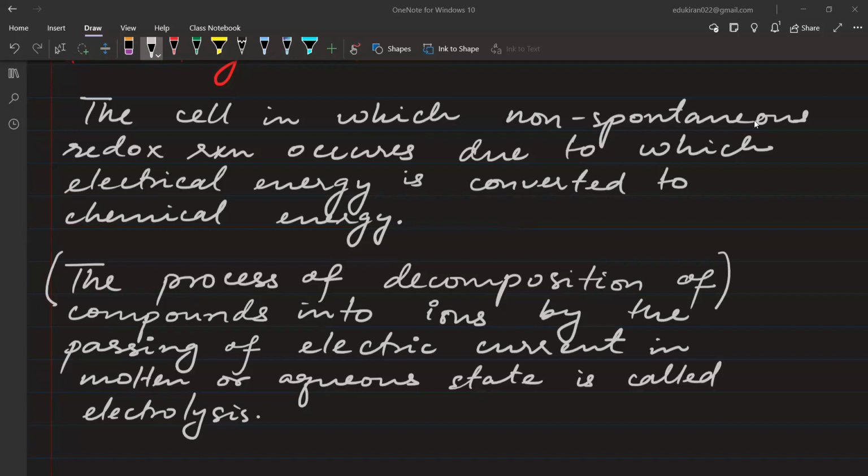Now, if you go in some flow, the process of decomposition of compounds, this makes one sense, right? Then, the process of decomposition of compounds into ions by the passing of electric current. Then, in molten or aqueous state is called electrolysis. So it should take how many parts? 1 part, 2 part, 3 part, and 4 part में आपके पास हो गया. And these are our main lines. ठीक है? So please try to make notes in this manner.